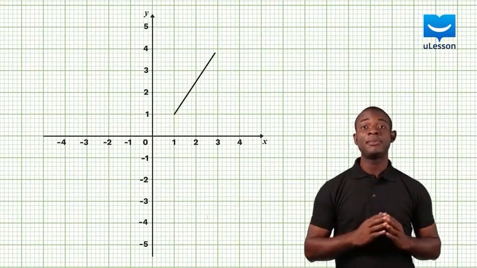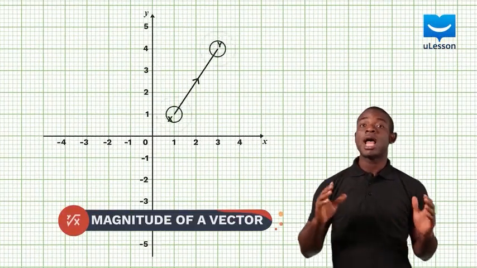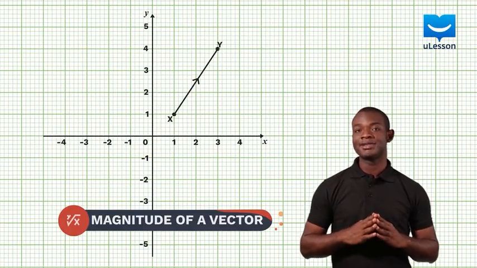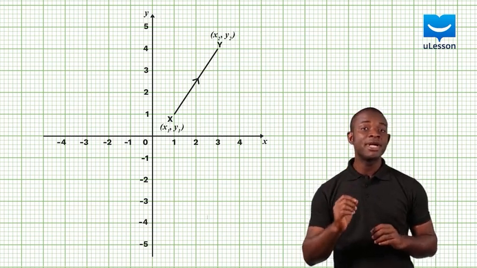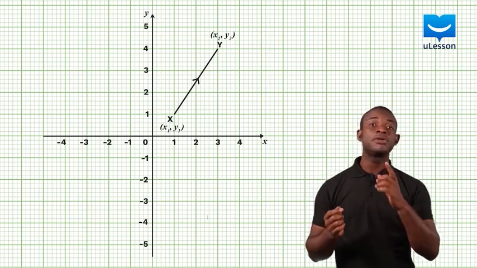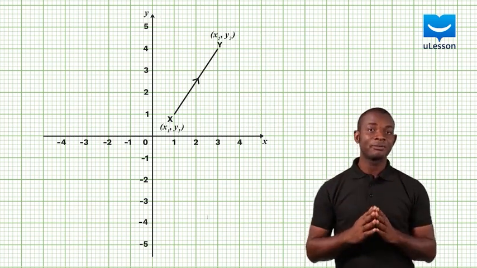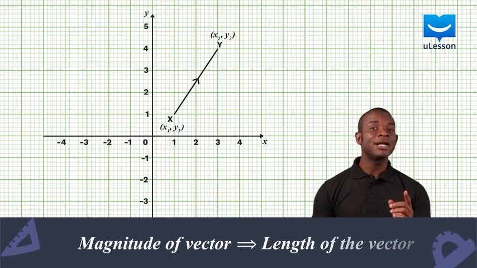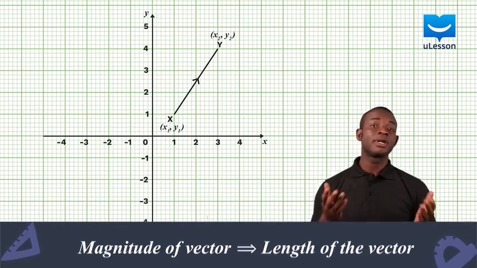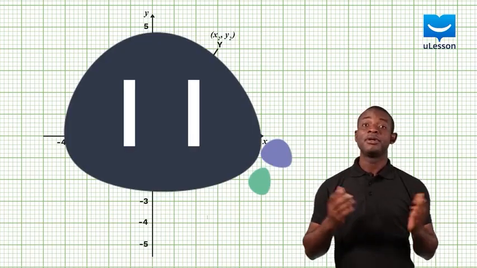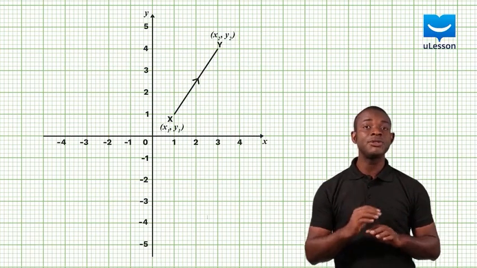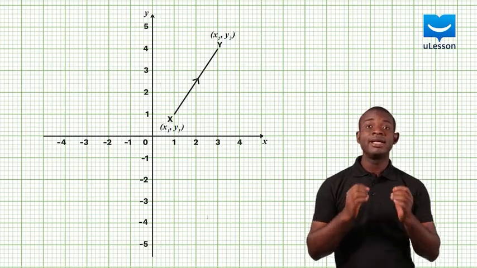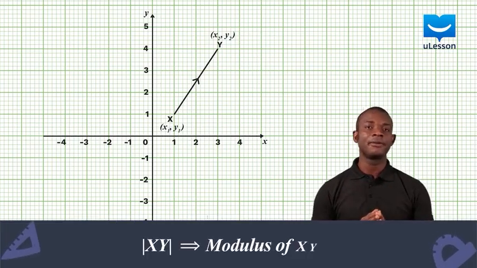I'm sure you already know that any line segment on the Cartesian plane has two endpoints, and these endpoints have coordinates, right? Yes. We use the displacement between these coordinates to find the length of the vector, otherwise known as the magnitude of the vector. It is written with this symbol, which is called modulus. So, the magnitude of any vector xy is written as modulus of xy.